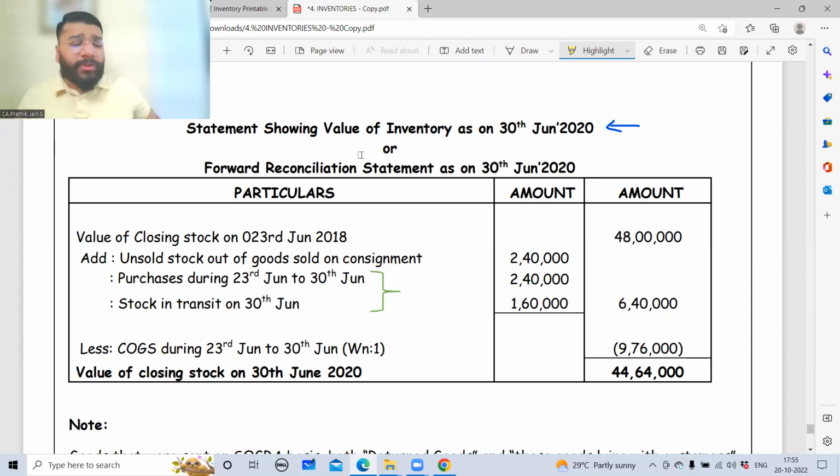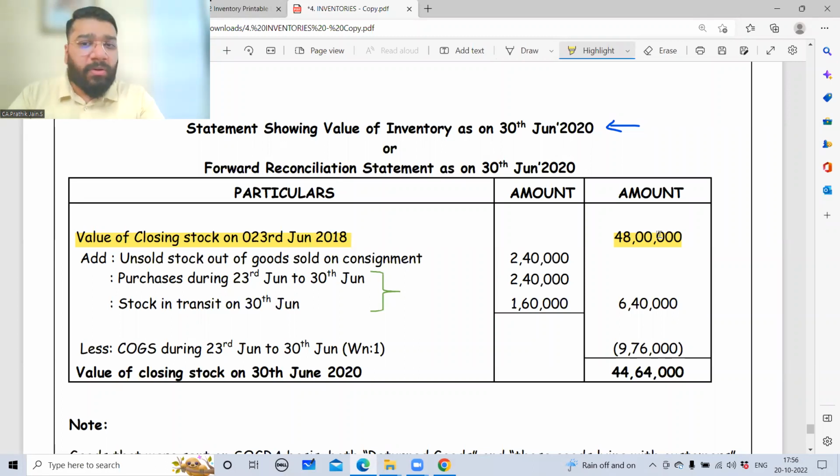It's a pretty easy question, but the language in which they have given it seems to be confusing. But never mind, we'll decode all the questions, all the segments one by one. Note down, guys, value of the closing stock as on 23rd June 2018 is 48 lakh. This inventory value we have derived after the physical verification of the stock.